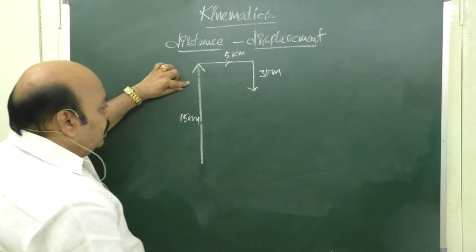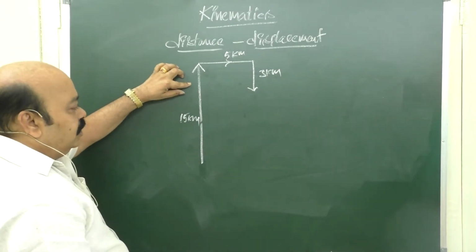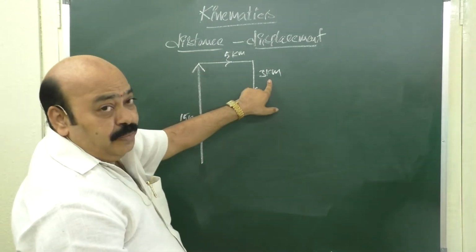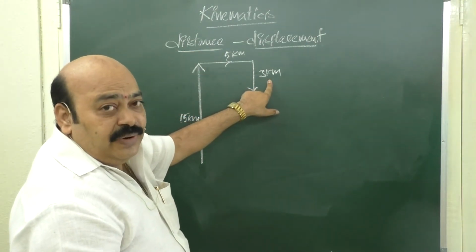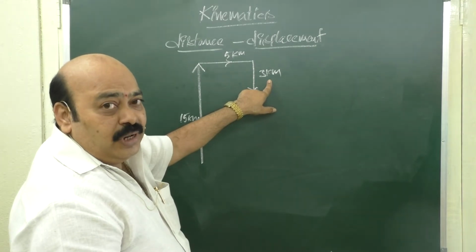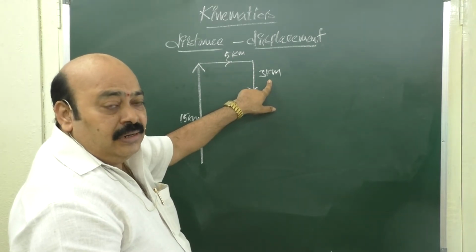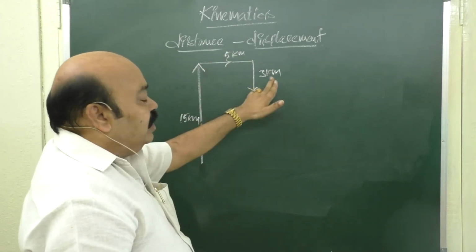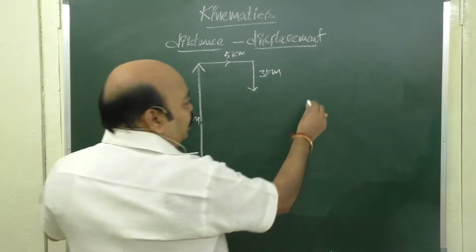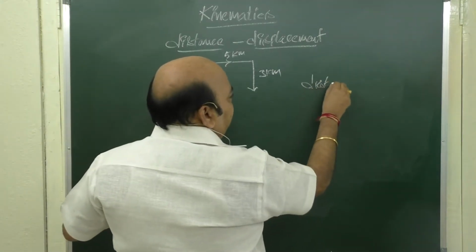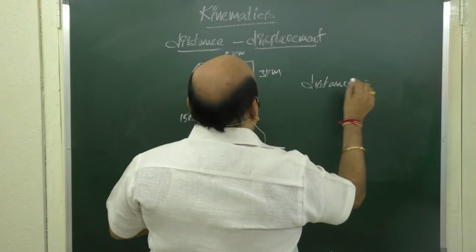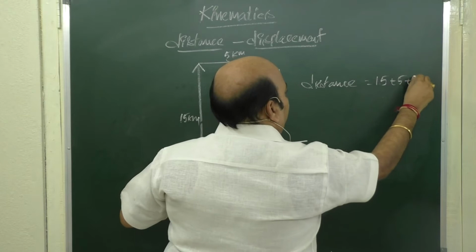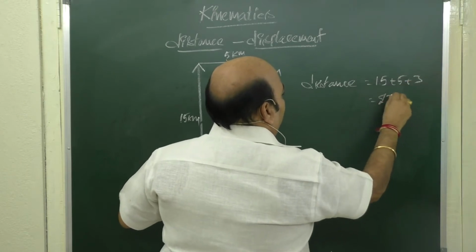One thing is clear, what is the distance travelled? No doubt in it, it is very clear, this 15 plus 5 plus 3, because just recall the definition of distance travelled, the total length of the path travelled. Distance travelled is equal to 15 plus 5 plus 3, that is equal to 23 kilometers.